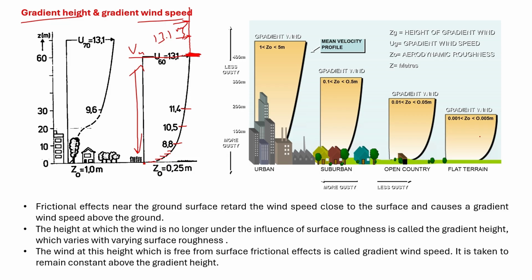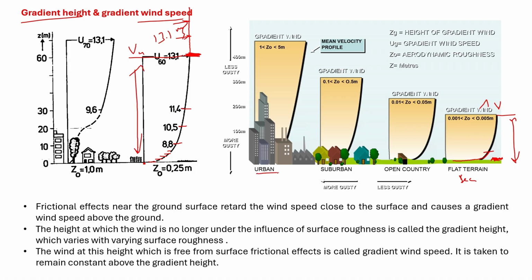and the gradient wind speed will vary depending upon the terrain. For example, this is for flat terrain or sea, etc. If you see, there are no obstacles, so there is no disturbance at all. So it easily reaches the highest speed near the ground itself, and within a short height it reaches the constant speed, that is the gradient speed. So with a lower height itself it is achieved.